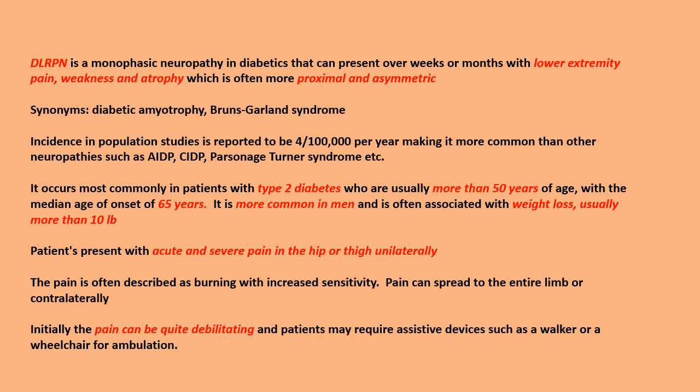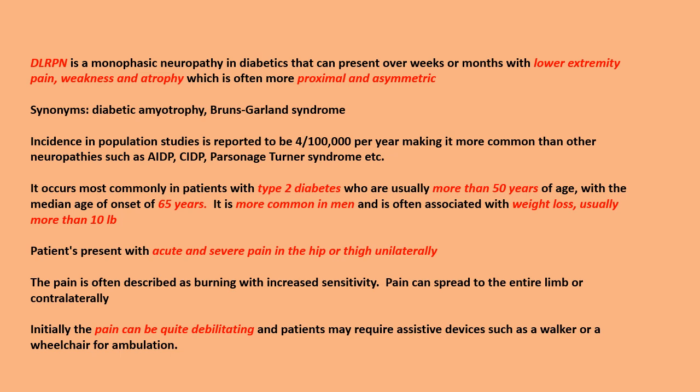atrophy, which is often more proximal and asymmetric. Other names for the condition include diabetic amyotrophy and Bruns-Garland syndrome. Incidence in population studies is reported to be 4 per 100,000 per year, making it more common than other neuropathies such as AIDP, CIDP, Parsonage-Turner syndrome, among others.